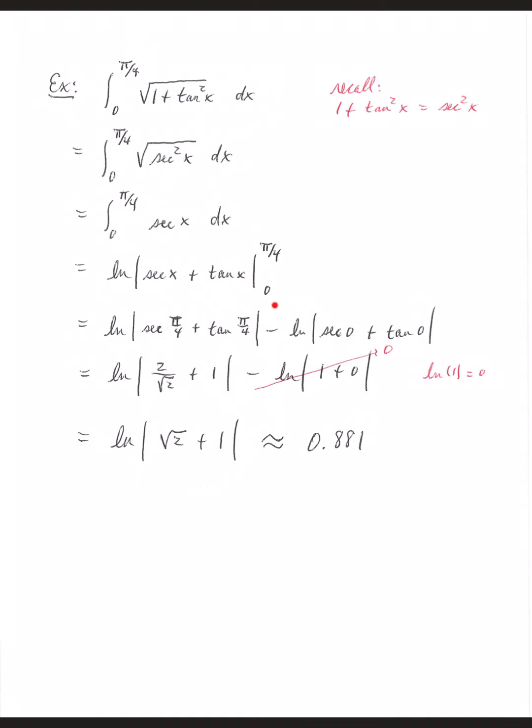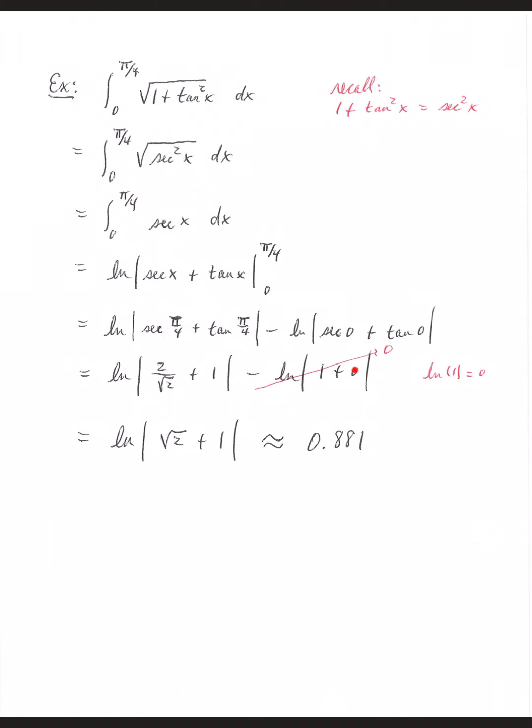Evaluated at our upper and lower integral limits, natural log of secant pi over 4 plus tangent pi over 4 minus natural log of secant 0 plus tangent 0. And that's from the fundamental theorem of calculus, second one. Cosine of pi over 4 is square root of 2 over 2, so secant is the reciprocal of that. Tangent of pi over 4 is 1. Cosine of 0 is 1. Its reciprocal is still 1. And tangent of 0 is 0.